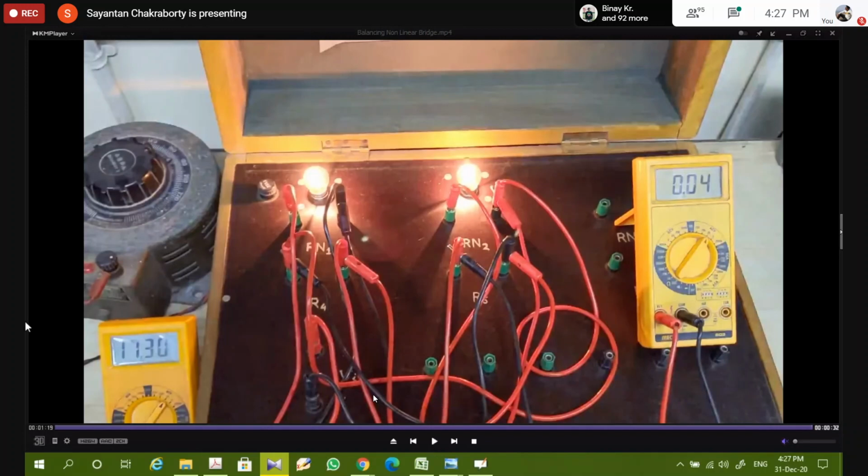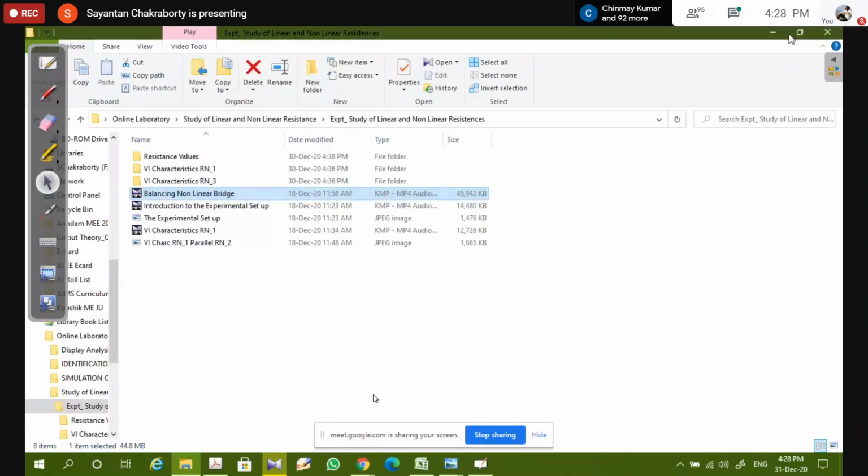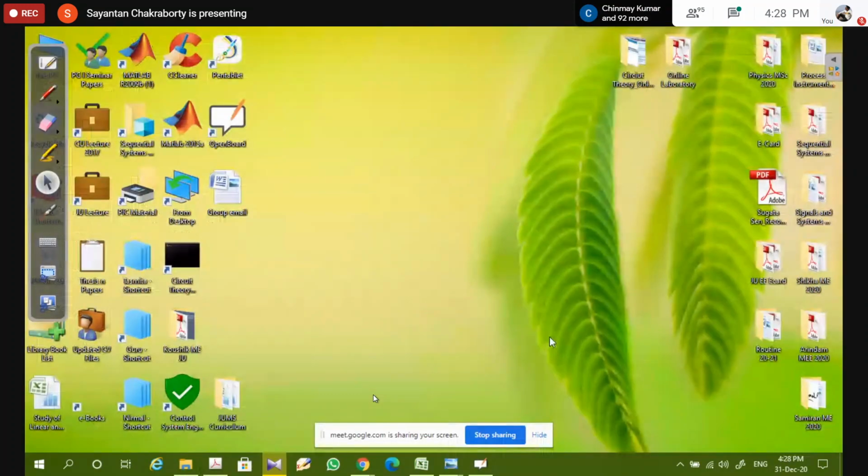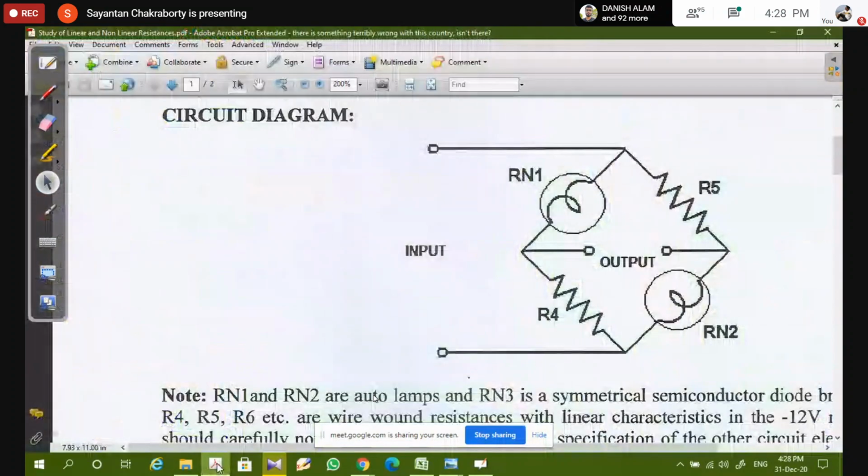At an input voltage of 17.30, we get the balanced condition of the bridge. The output voltage has come down to near about 0 volts. So this concludes our experiment.